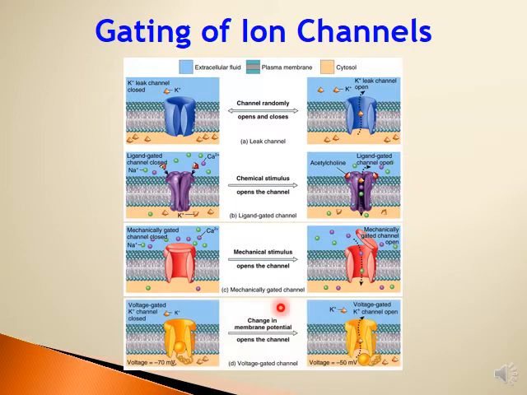And then we have another type of the gated ion channels that open or close in response to the change in membrane potential or in membrane voltage. For example, this channel at membrane potential of minus 70 millivolts, the gate is closed, but if the membrane potential becomes minus 50, the gate will open and this will allow ions to move.